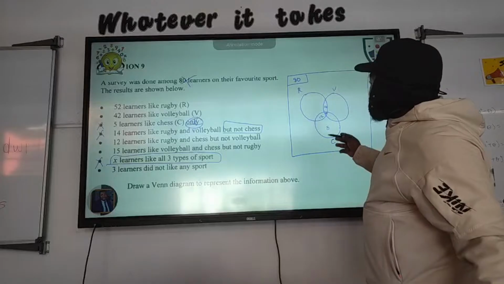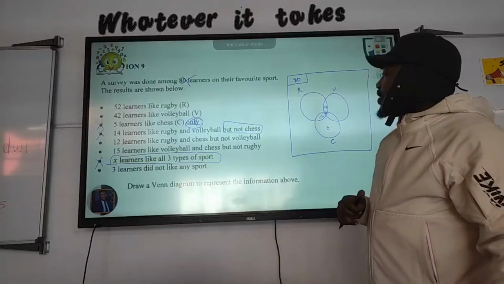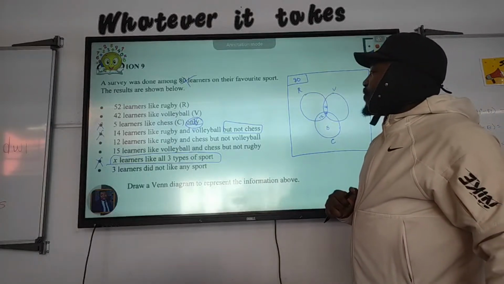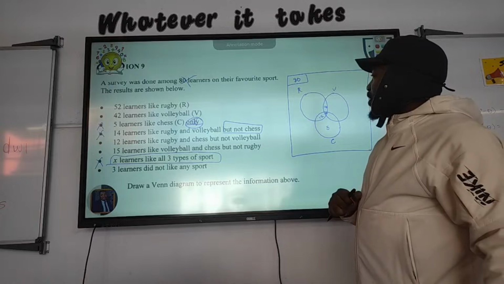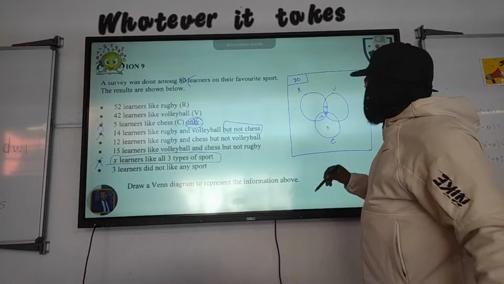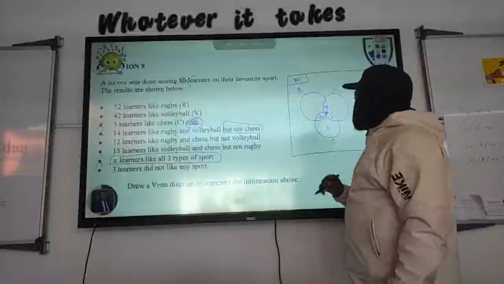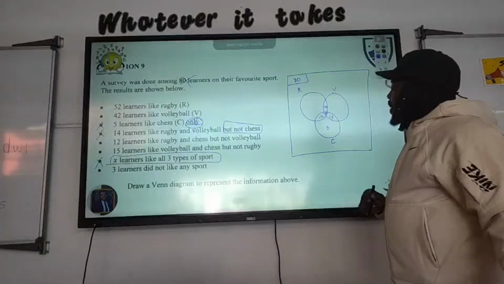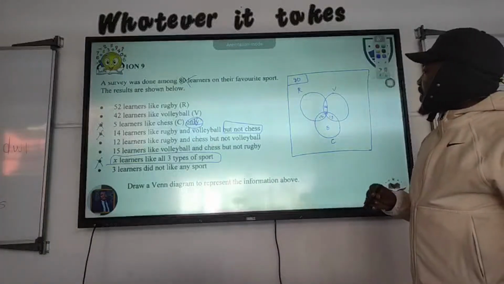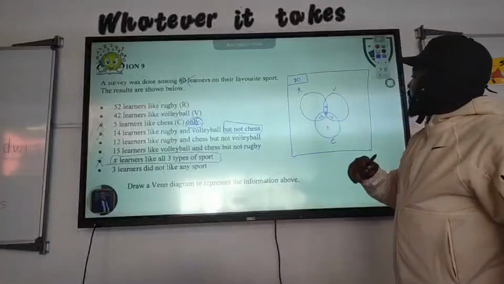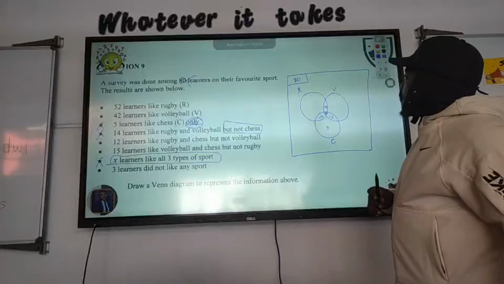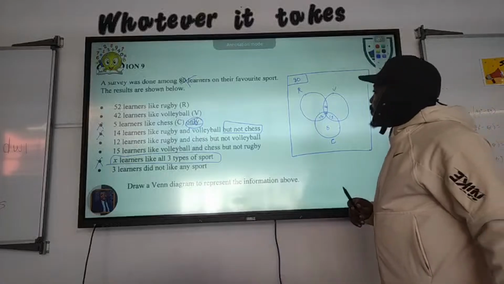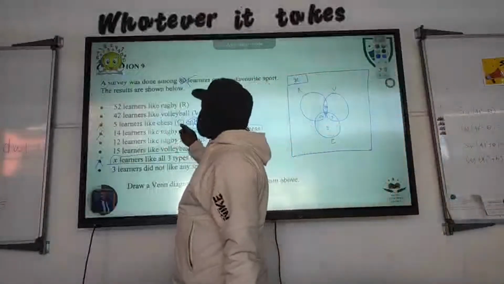And then let's see if we can get another intersection this side. We have 15 learners who like volleyball and chess, but not rugby, this side. And then we can move into the big circles. We have 5 this side. For chess, 5 learners like chess only.